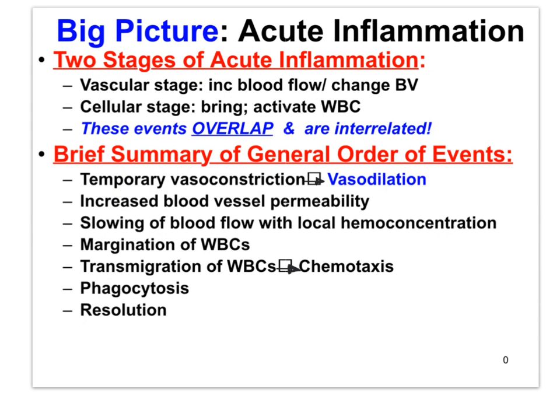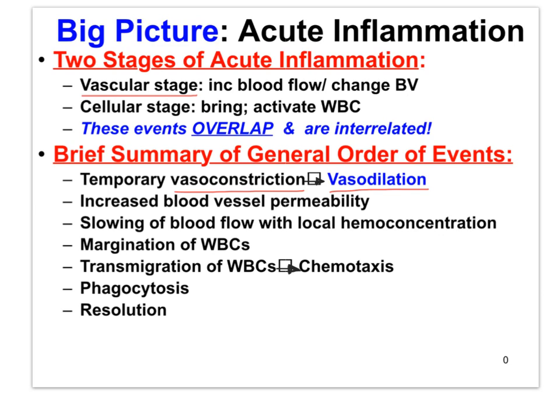So this slide reminds us of the major events in acute inflammation. The first event is a vascular stage. In this case, we will briefly vasoconstrict and then vasodilate, and that's going to bring more blood, and of course blood is red and warm, so that will account for the first 2 signs of inflammation.